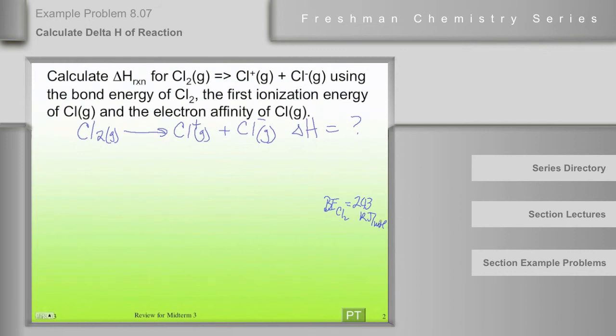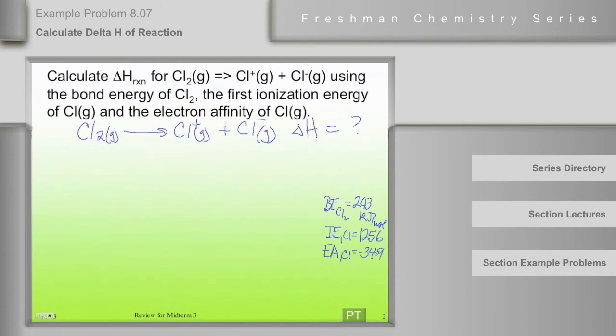Are we going to be given these? Yes, you're not expected to memorize those kind of numbers. You'll be given those if you had a question like this. The IE1 for chlorine is 1256 kilojoules. And A1, the electron affinity of chlorine, is negative 349. So those are numbers that you would have to be given or be able to look up.